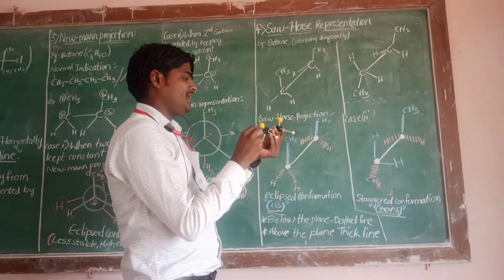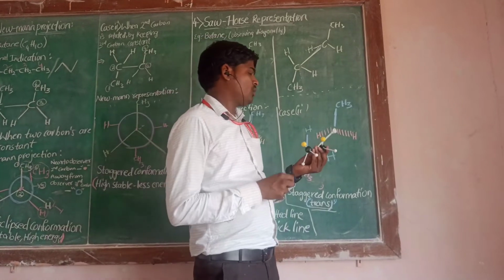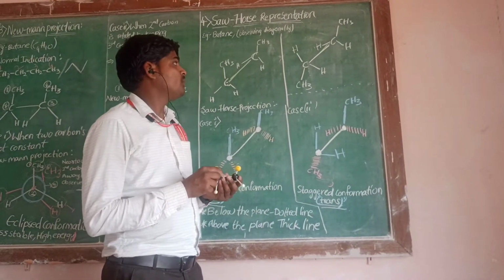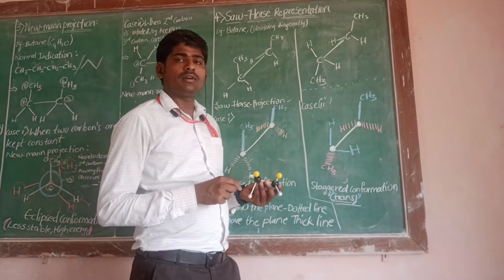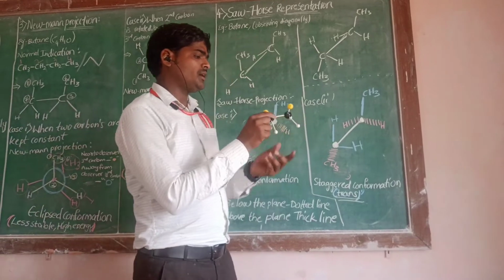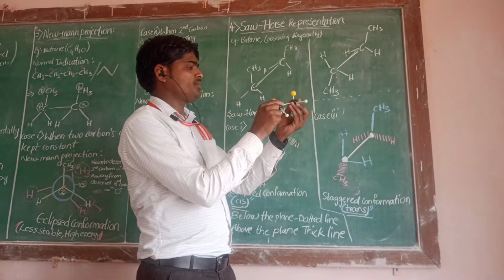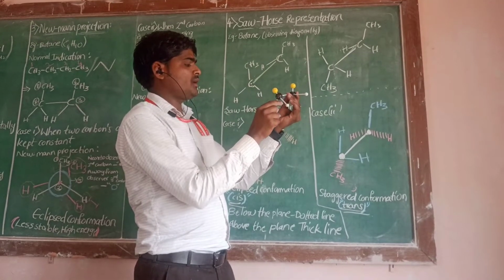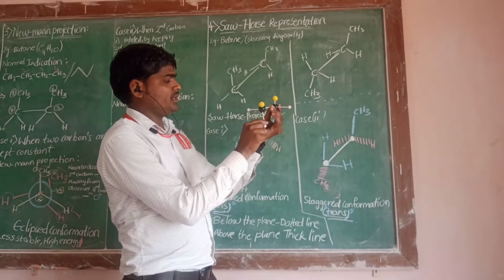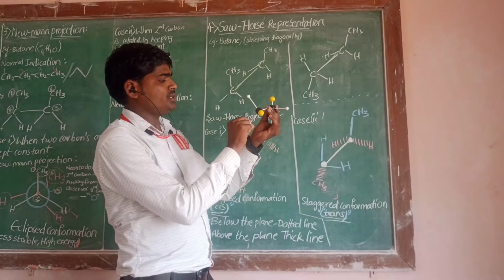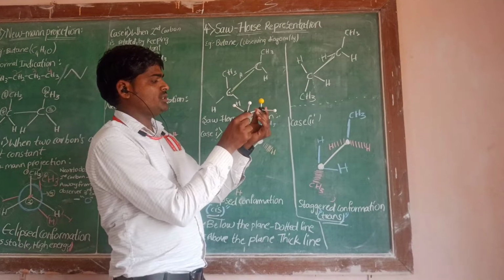So this is the eclipse conformation in Saha's representation. One more conformation is possible: the first is the eclipse conformation and the second is the staggered conformation. For the staggered conformation, the third carbon is kept fixed, and the second carbon and first carbon are rotated 180 degrees. So the positions of the methyl group and the second carbon hydrogens change.